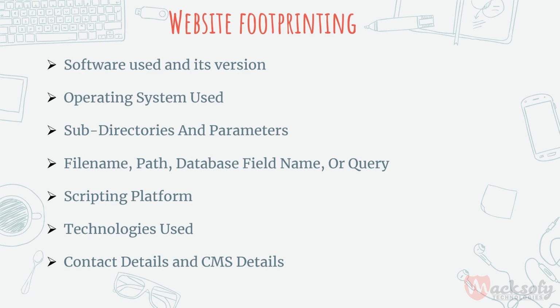for SQL injection. Scripting platform, where with the help of script file name extensions such as PHP, ASP, or JSP, one can easily determine the scripting platform that the target website is using. Also, we can check the technologies used by inspecting the URLs of the target website. One can easily determine the technologies like .NET, PHP, etc. used to build that website. Also, the contact details and CMS details.